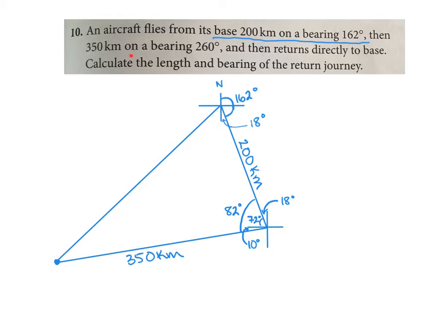I'm being asked to calculate the length and bearing of the return journey. So here's the return journey, and to find the length, we already have everything that we need. Since we know these two sides of this triangle and the included angle, I can use the cosine rule to find this side over here. So I've labeled that side as x, representing my return journey of this aircraft. And now I will substitute in the values for the cosine rule to find x.